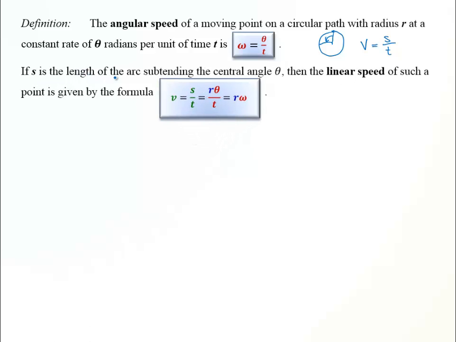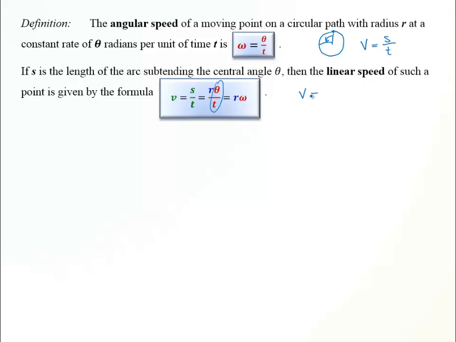Since s is the length of the arc subtending the central angle theta, then the linear speed of such point is given by the formula. As we said before, v is the length of the arc over time. However, the length of the arc is the same as r times theta, but theta over time can be replaced by the angular speed. Therefore, we end up with r times omega. So this gives us the relation between the linear and angular speed.